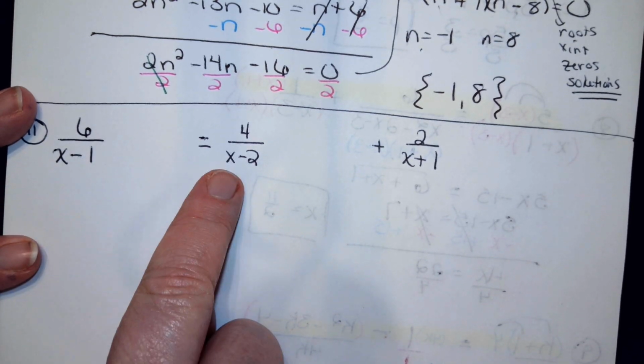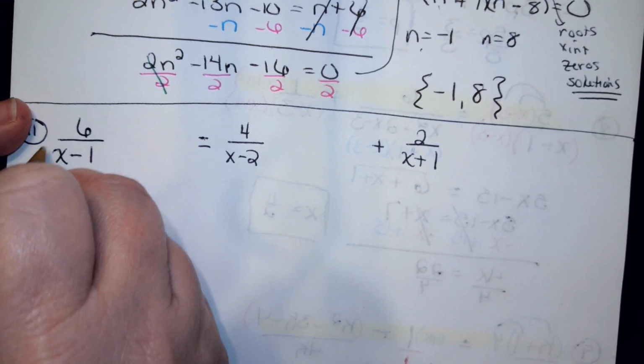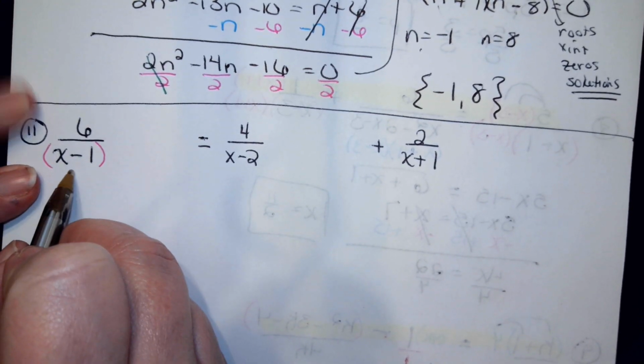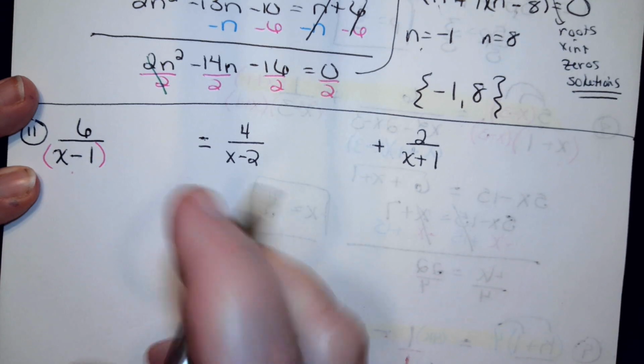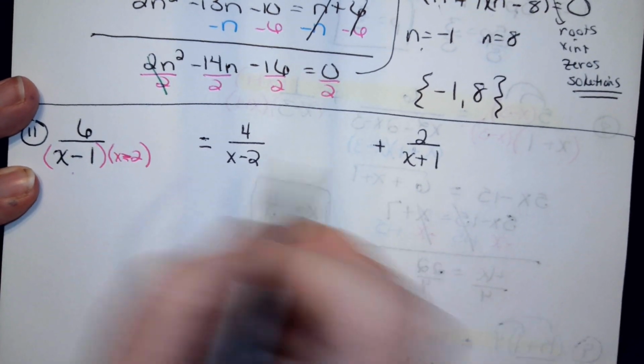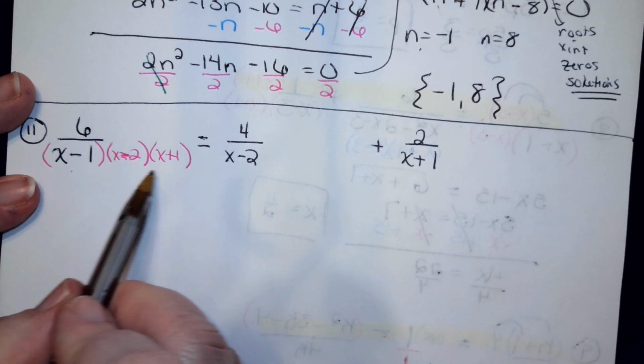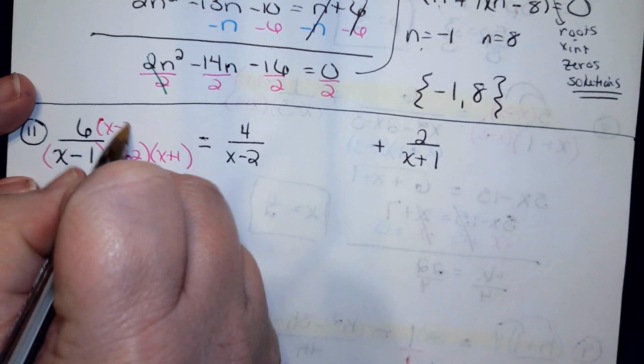All right, notice that none of the denominators are the same. So what does this one right here need that the other two have? Well, it needs an x minus 2 and also needs an x plus 1. But if I multiply the bottom by these, I've got to multiply the top by these.